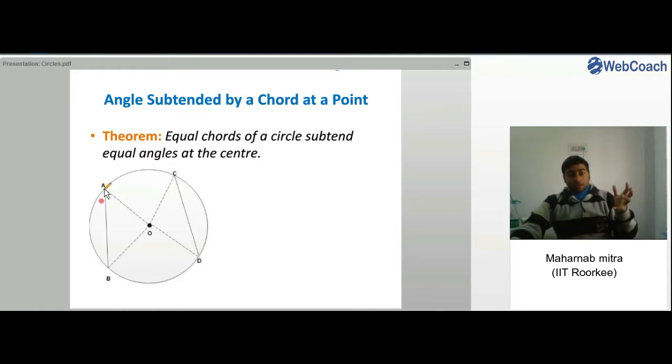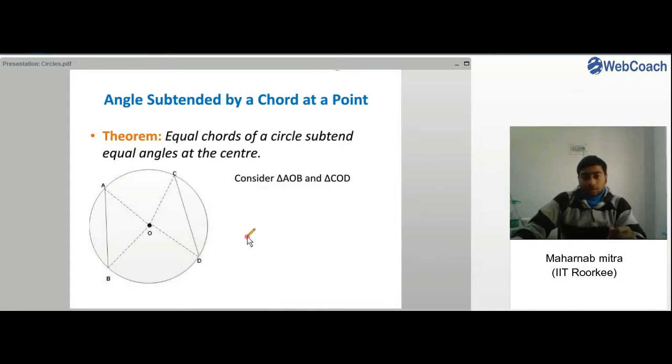So we have a large variation of chords, and if we pick out two of them which are equal, here named AB and CD, they subtend equal angles at the center, or these two angles must be equal. So let us see how this is possible. Let us consider these two triangles, AOB and COD.